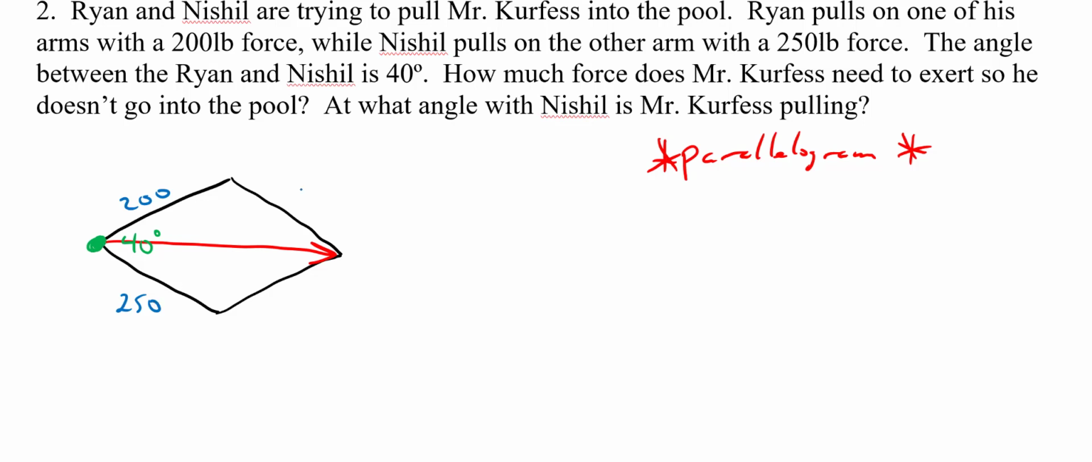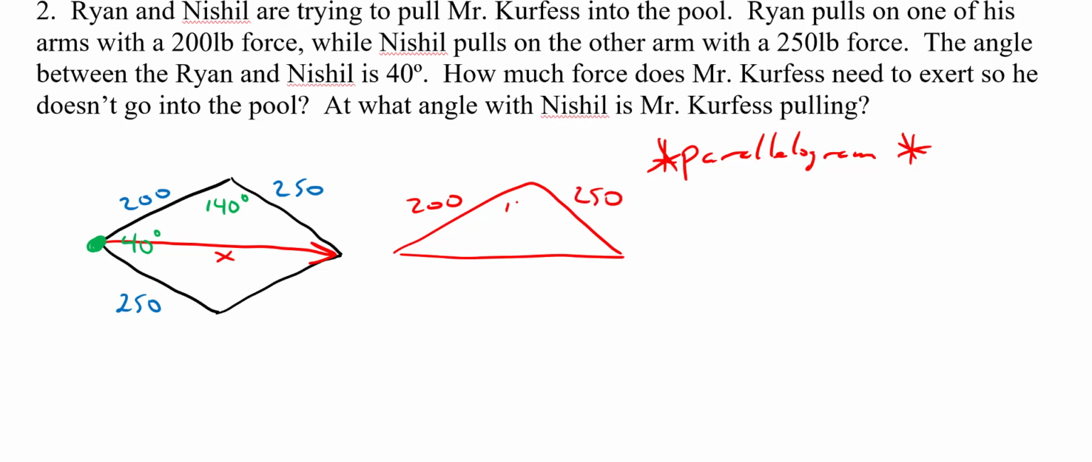That 250 right here is also this 250, right? Opposite sides of a parallelogram are congruent. And then you have to remember another property of parallelograms: consecutive angles are supplementary. So if that is 40 degrees, this is 180 minus 40, or 140 degrees. Then you're looking for x. The beauty of this problem is we have all the information we need right now. This is 200, this is 250, this is 140 degrees, and you're looking for x.